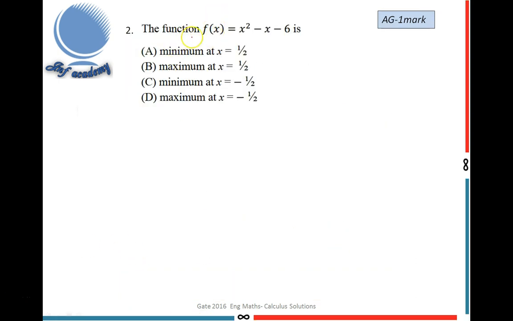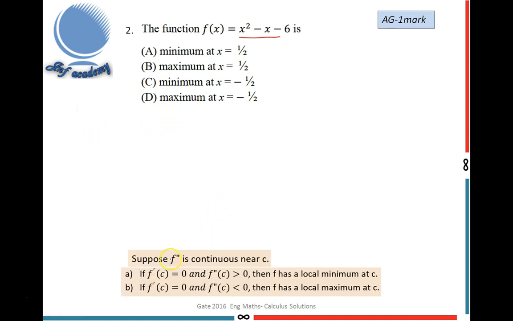The second problem is the function f of x equal to x square minus x minus 6. You have to find at what value of x the function f of x is minimum and at what value it is maximum. This question is from the EG department. It has 1 mark. Here I use the second derivative test. The second derivative test says, suppose f double dash is continuous near c. If f dash of c equal to 0 and f double dash of c greater than 0, then f has a local minimum. If f double dash of c less than 0, then f has a local maximum.